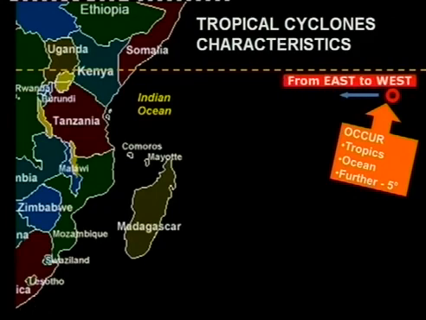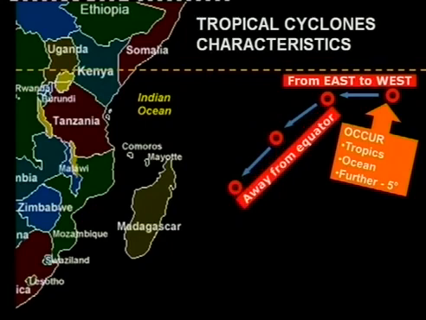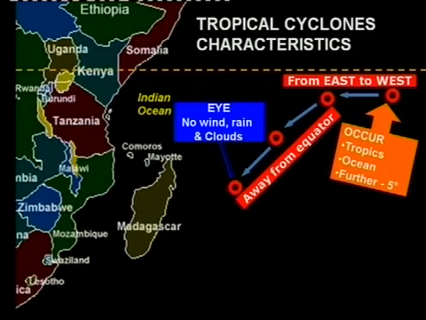Then regarding the movement, three things regarding the movement, very important. Tropical cyclones move from east to west. And I want you to follow the slideshow now. See how these tropical cyclones are moving from east to west. But the second thing is just as important. Tropical cyclones always move away from the equator. And important, in the eye of the tropical cyclone, there's no wind, no rain, no clouds.